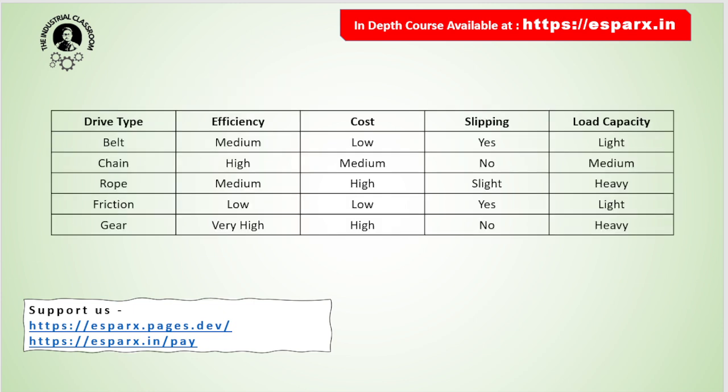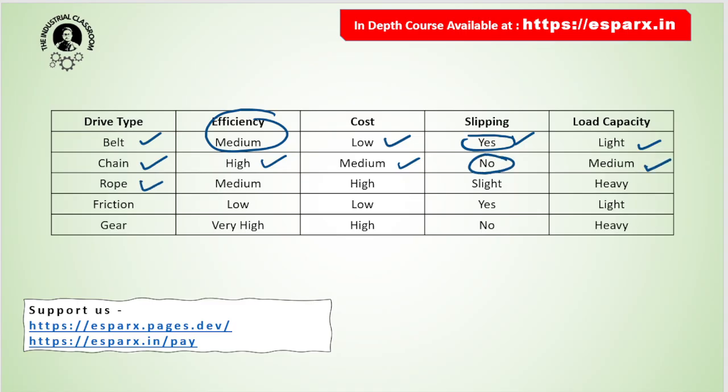Now let us come to a tabular view of the drives. First, this is the belt drive. Its efficiency is medium due to slippage, and its cost is very low. Does it face slippage? Yes, and load capacity is light. When we come to chain drive, its efficiency is high, cost is medium, there is no slippage here, and load capacity is also medium.